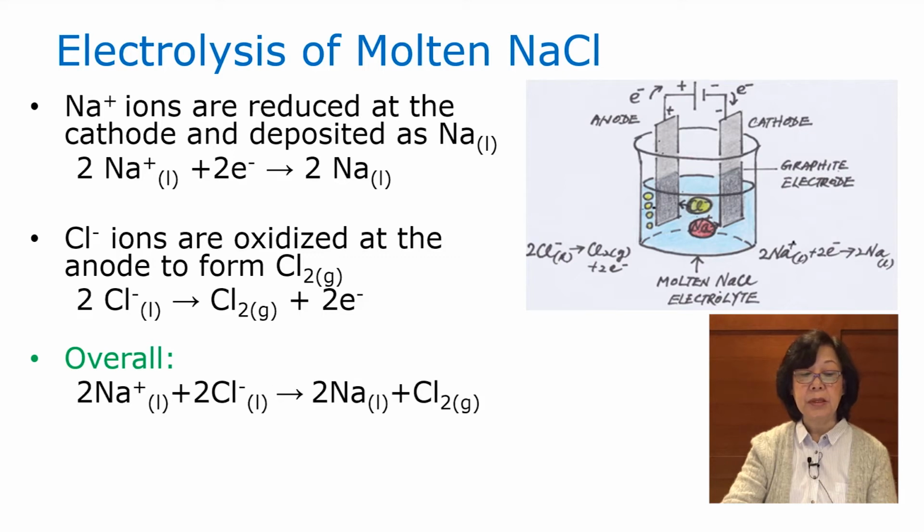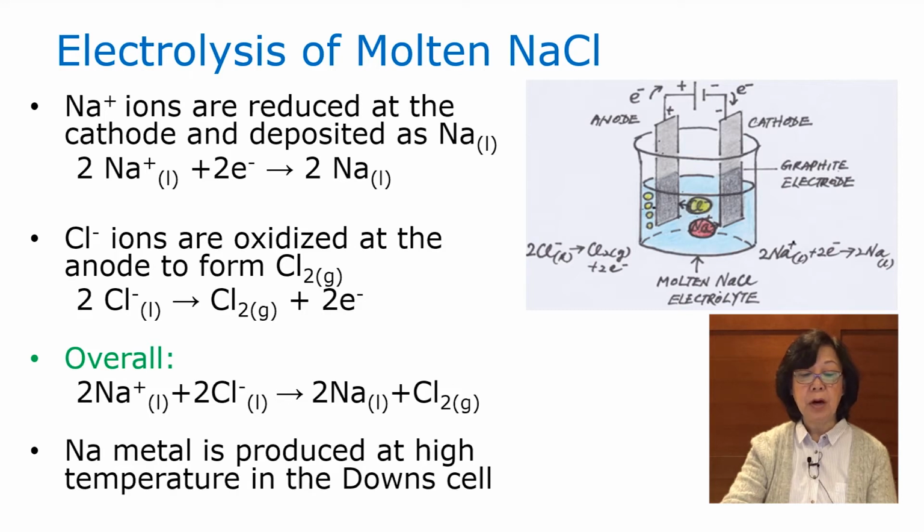Overall, it's 2 moles of sodium ion and 2 moles of chloride ion to make 2 moles of sodium liquid and 1 mole of diatomic chlorine gas. So we often use the Downs cell to produce sodium metal at high temperature.